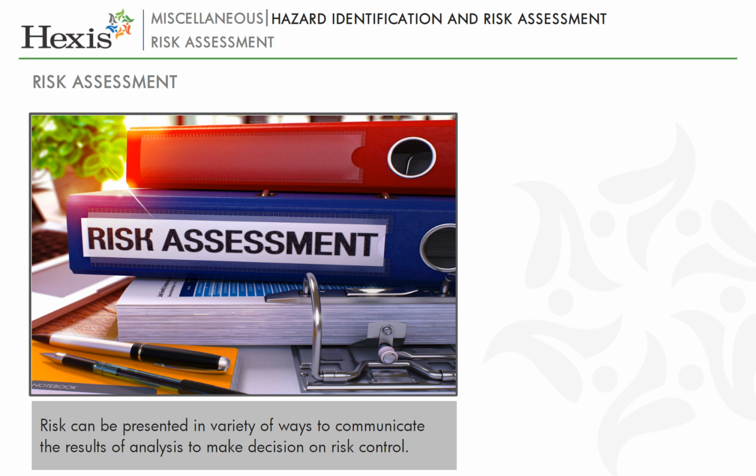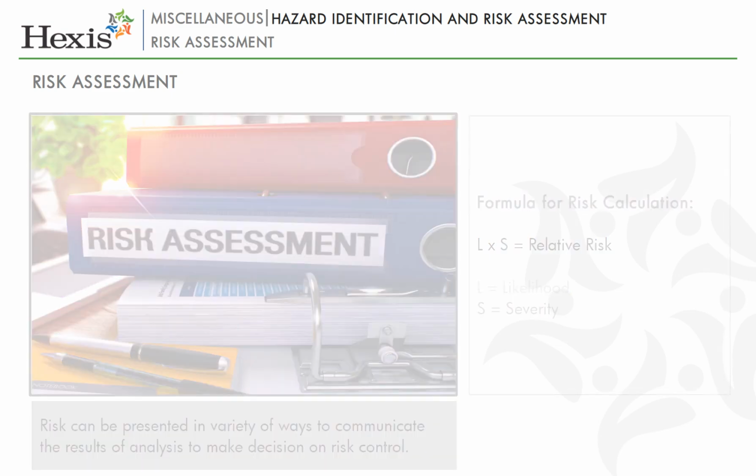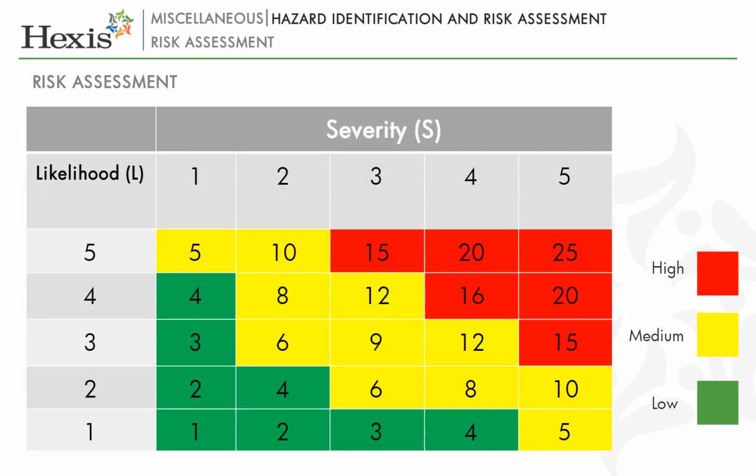Risk can be calculated using the following formula. L × S = relative risk. L is equal to likelihood. S is equal to severity. Here is an example of a risk matrix.